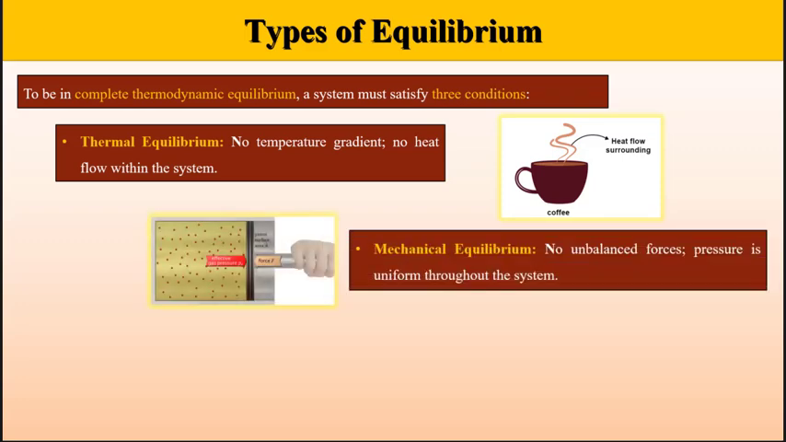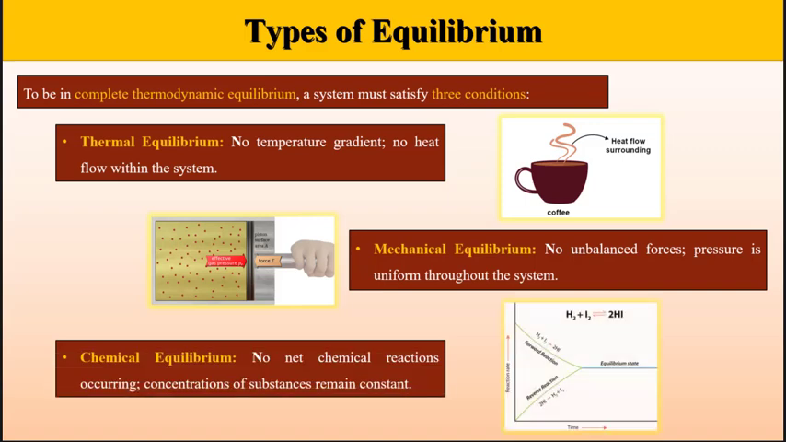Another one, mechanical equilibrium. In this state, no unbalanced forces act on the system, meaning pressure remains uniform throughout, such as a gas trapped inside a cylinder with a movable piston, which is in mechanical equilibrium if the pressure inside the cylinder matches the external pressure exerted on the piston.